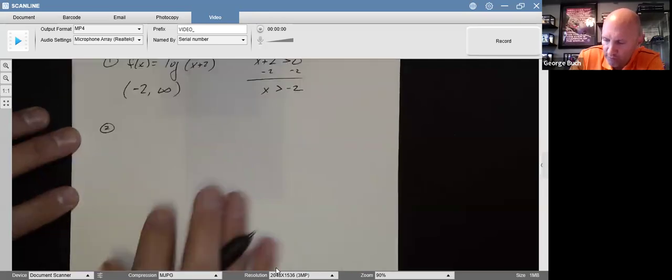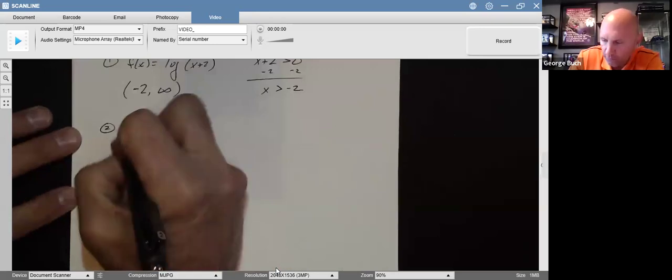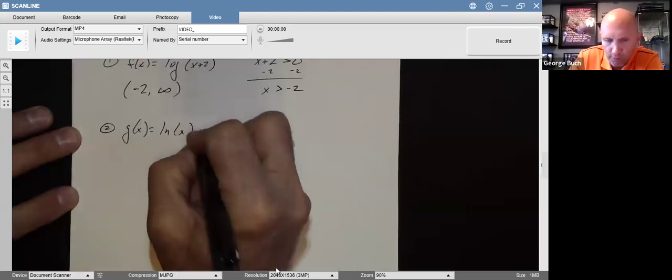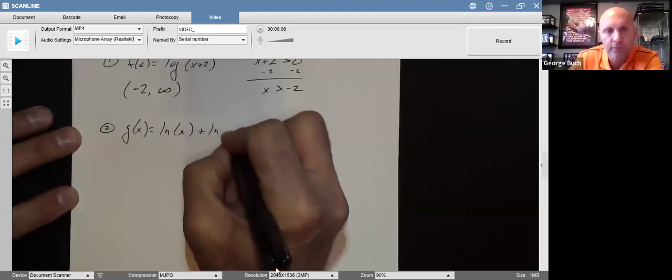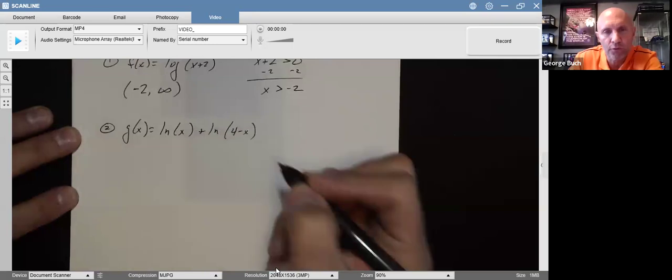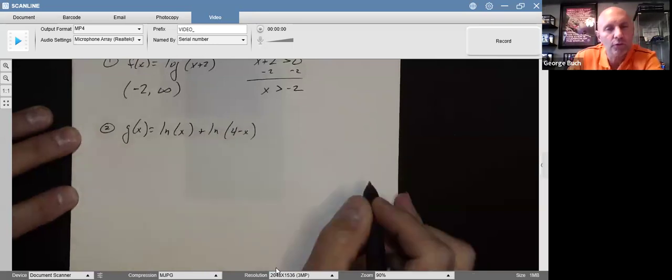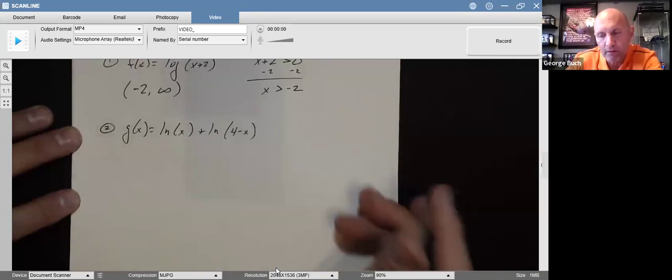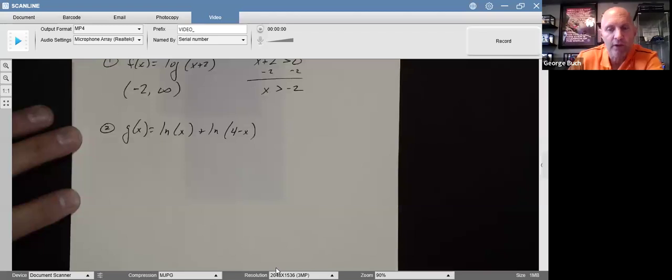What if I have g of x is equal to the natural log of x plus the natural log of 4 minus x? Uh-oh, I got two of them. So you have to do both and find the overlap, just like we were doing when we had an even root and a denominator. You found the domain of the even root, you found the domain of the denominator, and where are they overlapping? Same thing.